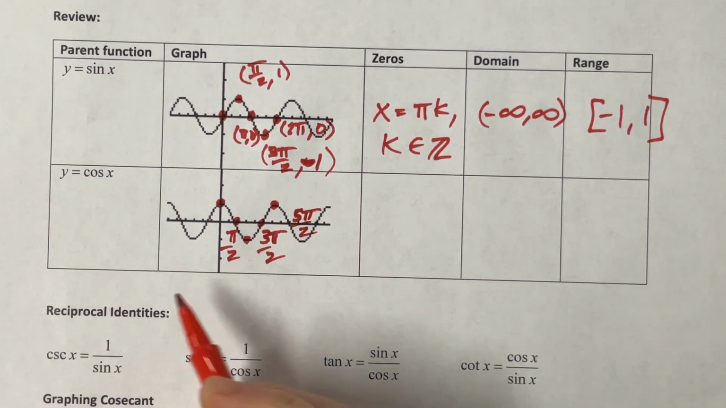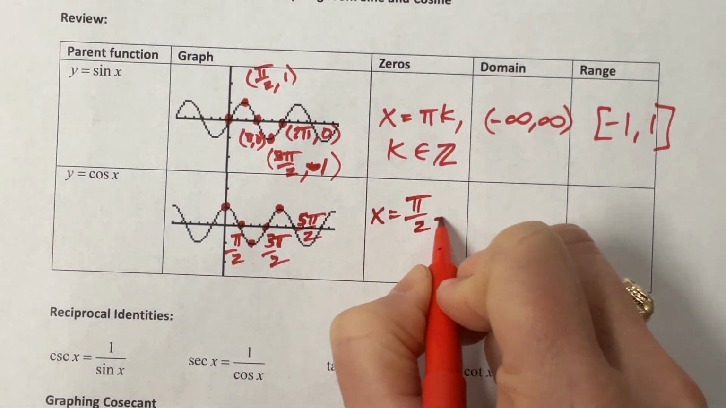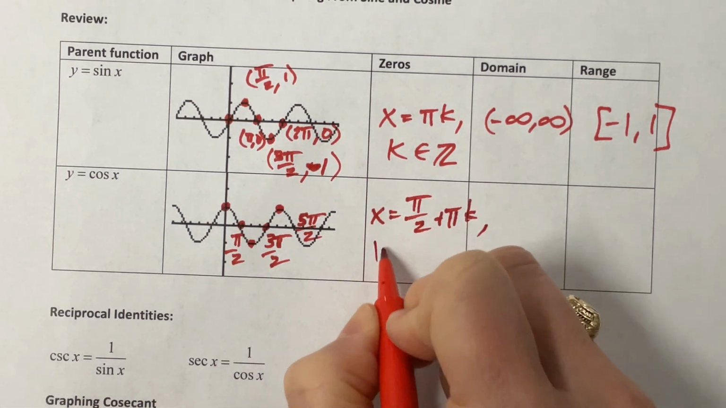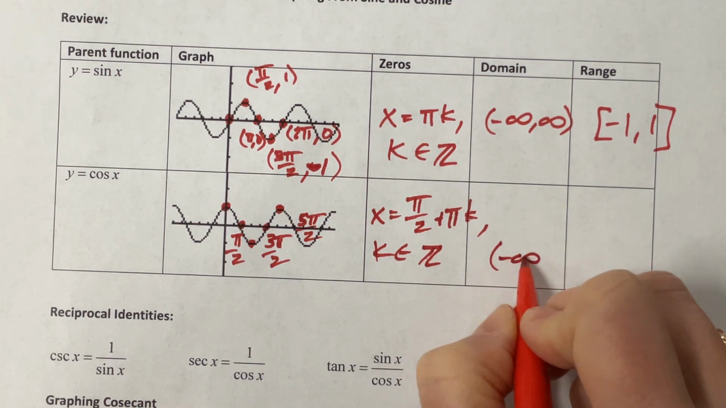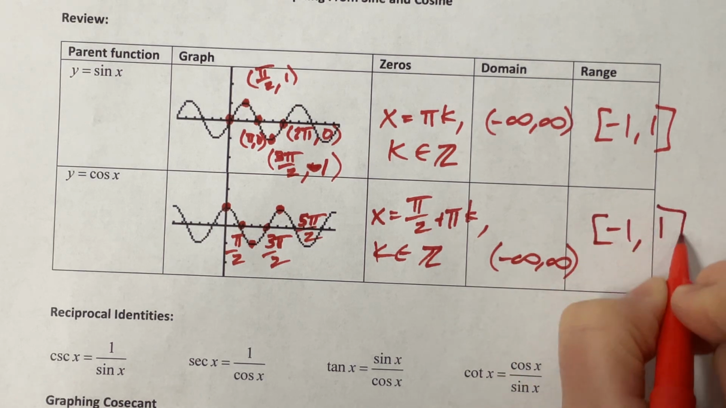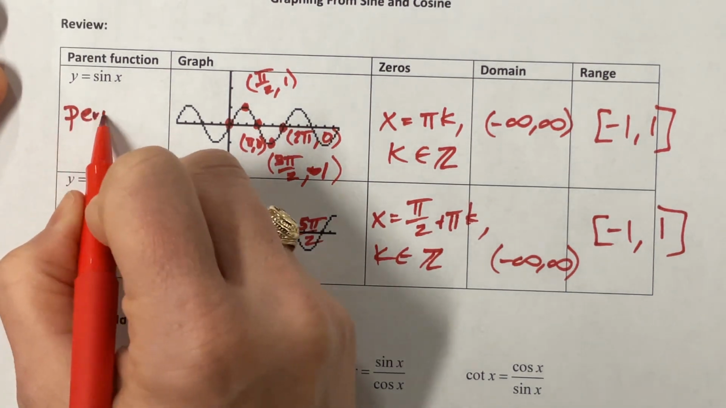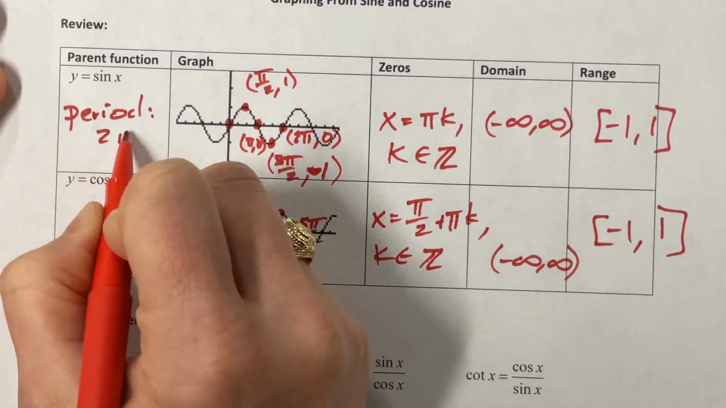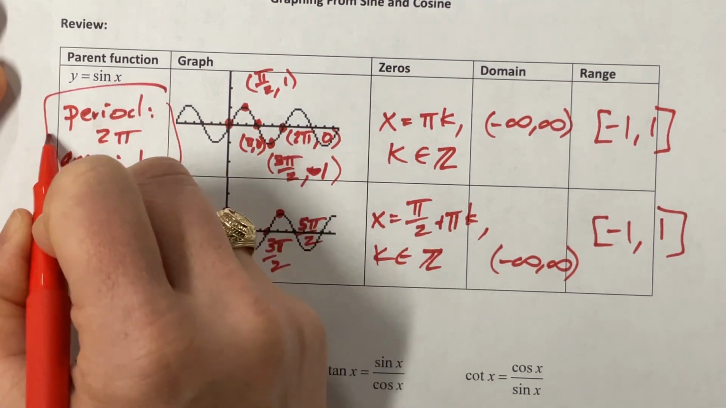You may notice that they are pi units apart, so we'll say our zeros are at pi over 2 plus pi k. I wrote too big. K is an element of the integers. My domain for cosine is the same as sine. It's negative infinity to positive infinity. My range is negative 1 to positive 1. The other thing that I didn't write down here, but you'll need in a minute, is the period, which is 2 pi, and the amplitude, which is 1, and that applies here and there.